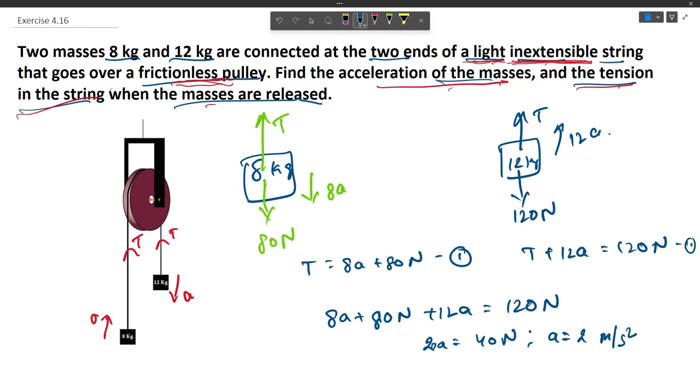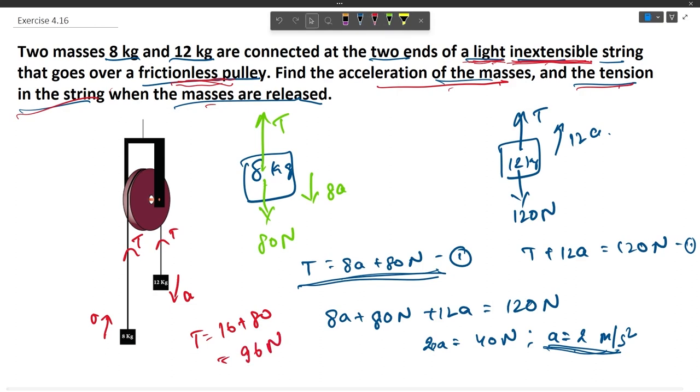Now we can find out the tension in the string with expression number 1, since we know the value of a. So substituting this value of a in expression number 1, we will get T equals 8 times 2, that is 16, plus 80, that is 96 Newton. So tension in the string is 96 Newton and the net acceleration is 2 meter per second square. Thank you.